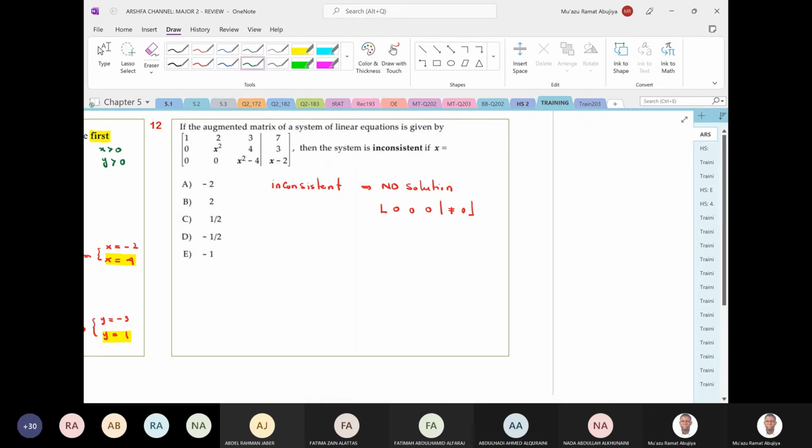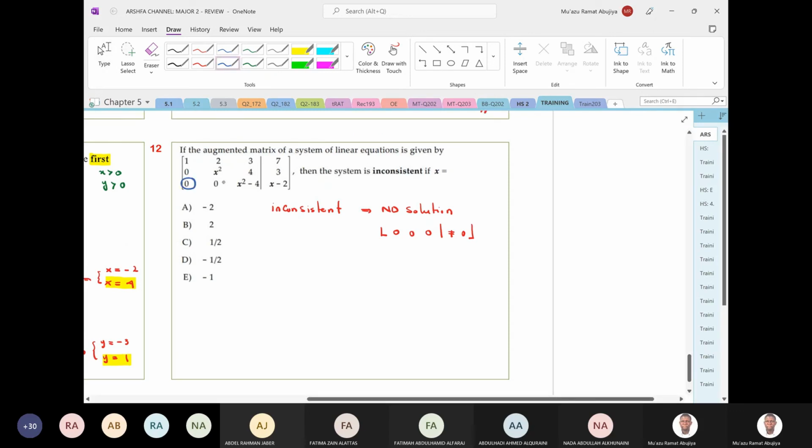Now, let me answer this question and then we talk about the other possibilities of a different answer. Here it says this is 0, this is 0, this must be equal to 0. So we say, therefore, x squared minus 4 should be equal to 0, and this entry, x minus 2, cannot be equal to 0. So let us solve it. Here we have x squared equal to 4. So x is equal to plus or minus 2.